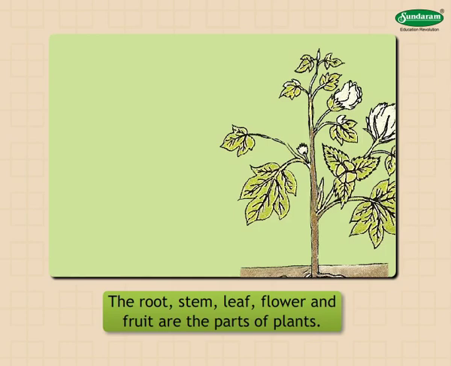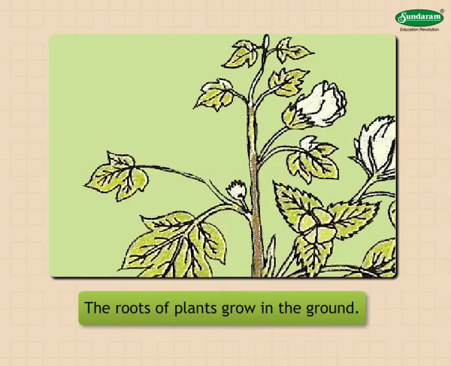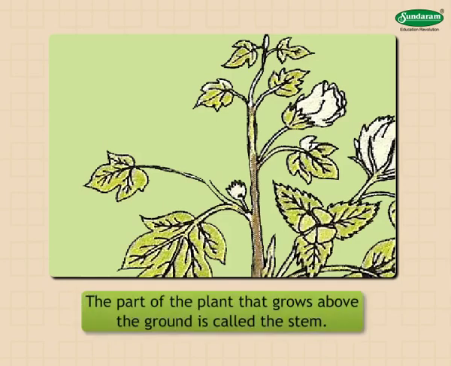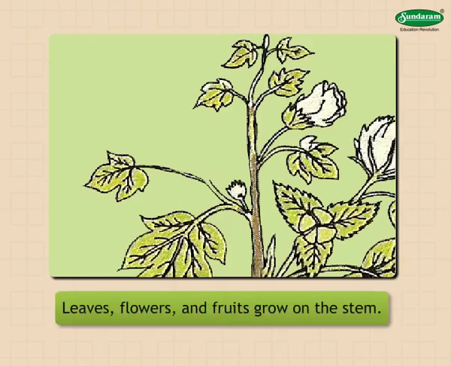Observe the plants in your surroundings. Look at their parts. The roots of plants grow in the ground. The part of the plant that grows above the ground is called the stem. Branches are a part of the stem. Leaves, flowers, and fruits grow on the stem.